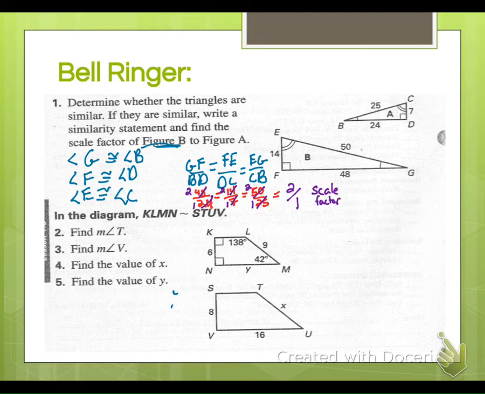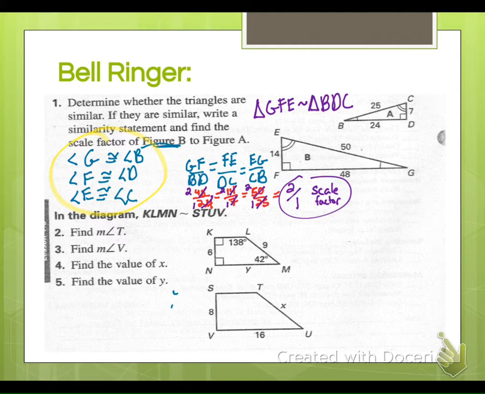And then the last part of this says, make a similarity statement. And so when we do that, we can just use this portion over here, and we can write it out as is. So triangle GFE is similar to triangle BDC. And we just wrote those down just like we did on the other one so that the congruent angles line up next to each other.